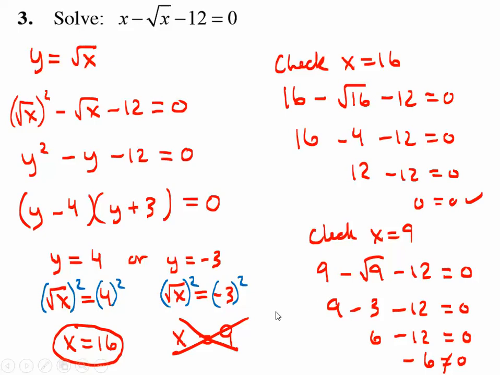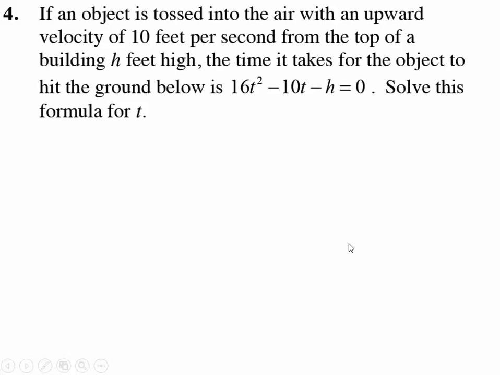All right, and a word problem, of course, and then we'll go to break here. If an object is tossed into the air with an upward velocity of 10 feet per second from the top of a building h feet high, the time it takes for the object to hit the ground below is this. Solve this formula for t. Whoa, okay. I'm going to work a little quickly here so we can finish right at break. This is sort of the next level. We're not just trying to find an answer, we're trying to solve this formula in terms of t. I want t equals something.